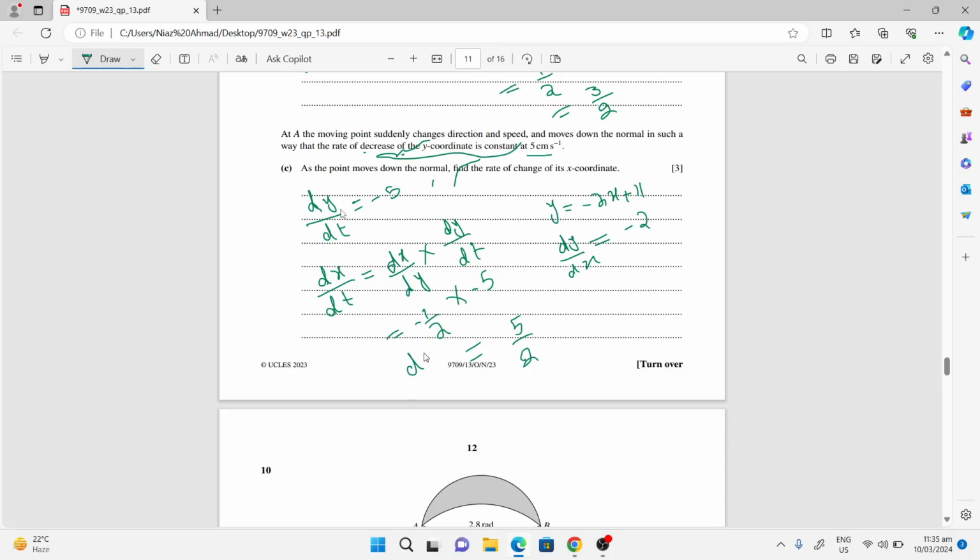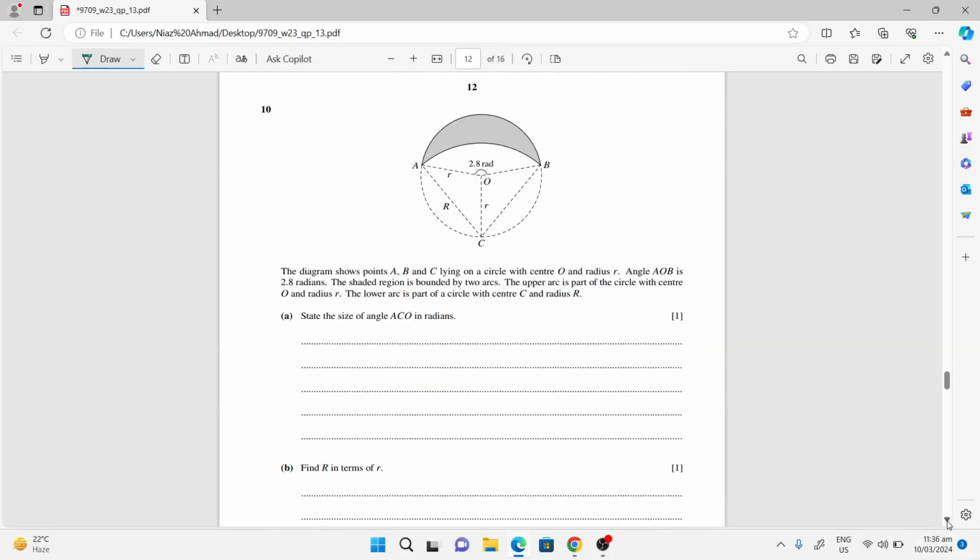So find the rate of change in x coordinate. So this is dx over dt. So this is the final answer for this part. This question is very important. The question number 10 is very important. State the size of the angle ACO in radians.